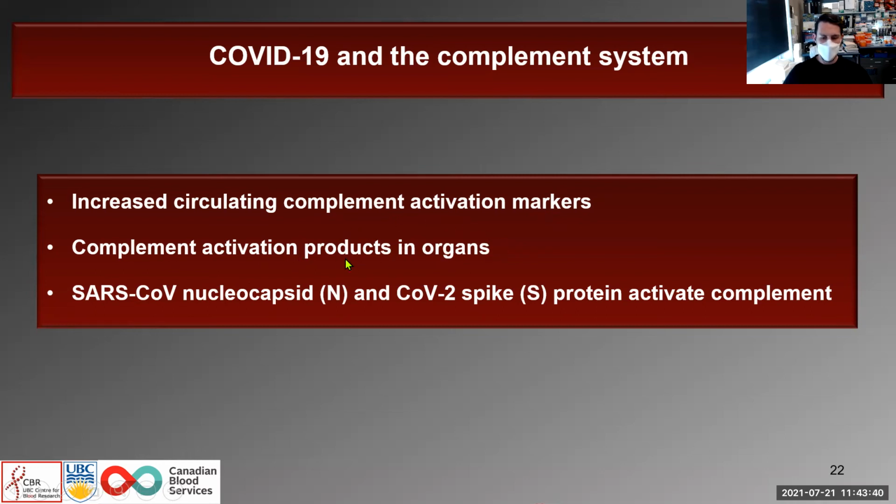In vitro studies so far have demonstrated that the closely related SARS-CoV nucleocapsid protein can bind to MASP2, triggering complement activation through the lectin pathway. And lastly, the SARS-CoV-2 spike protein has been shown to activate the alternative pathway, potentially by inhibiting regulation of factor H. Next slide, please.